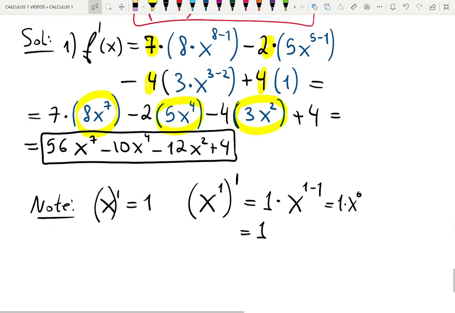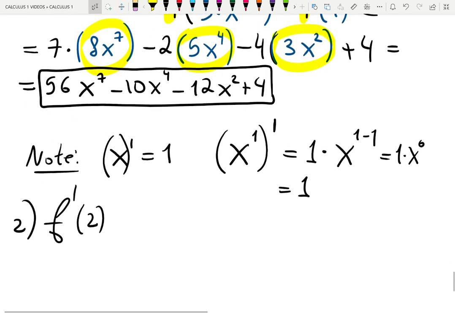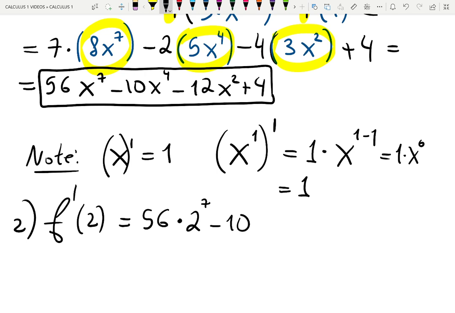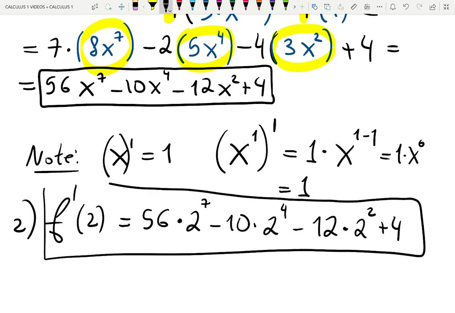Now, step 2 will be to substitute in a number that they gave us. They basically give us slope. They ask us to substitute 2. Thus, I will have 56 times 2 raised to the 7 minus 10 times 2 raised to the 4 minus 12 times 2 squared and plus 4. And now it's up to you to calculate this amazing, beautiful number. Grab your calculator and carefully substitute everything.